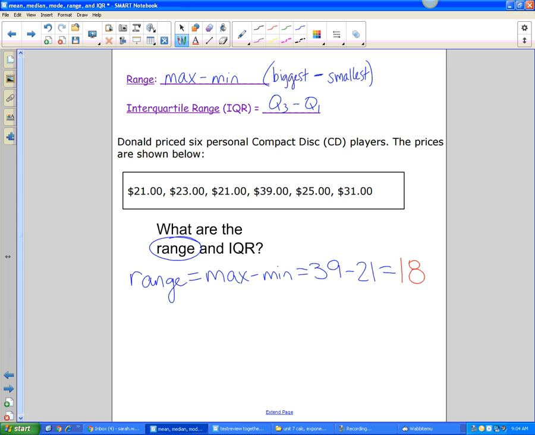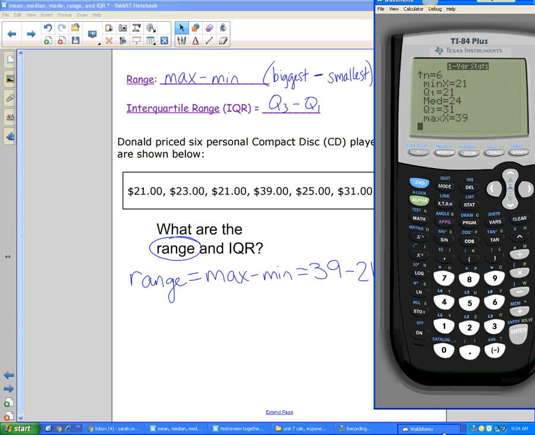Okay? If you wanted to use your calculator for that, you could type it in right here, 39 minus 21. The only thing is, if you used your calculator, you would have to hit stat again, go back to calc to get your other numbers back for the next part. Okay, so just know how to do that.